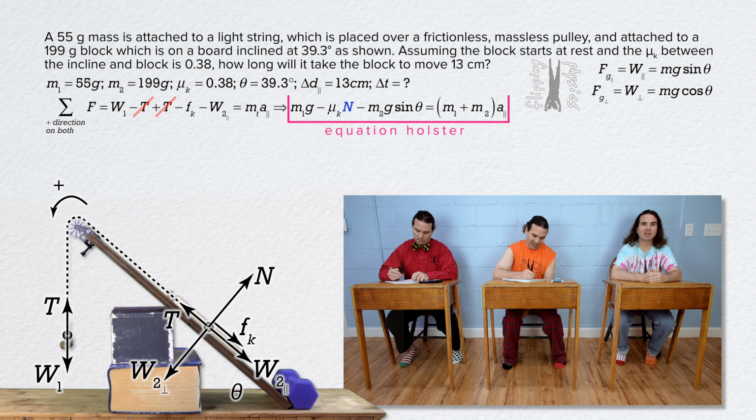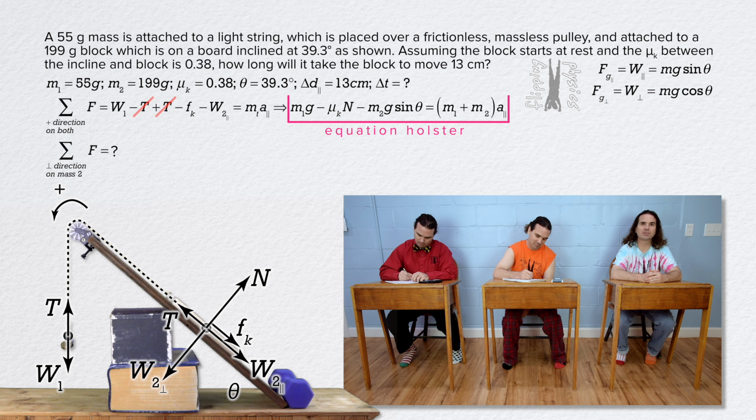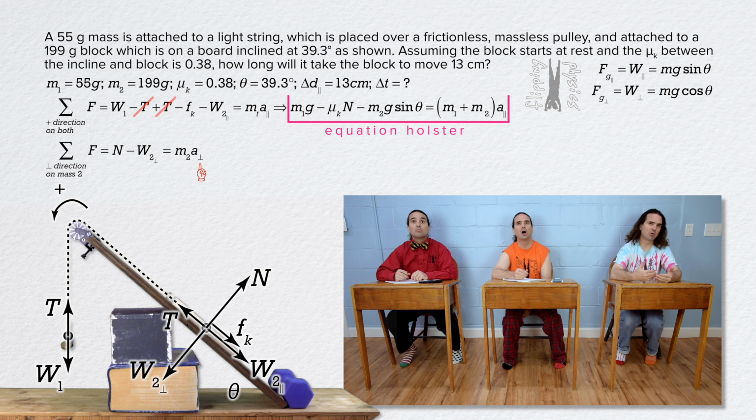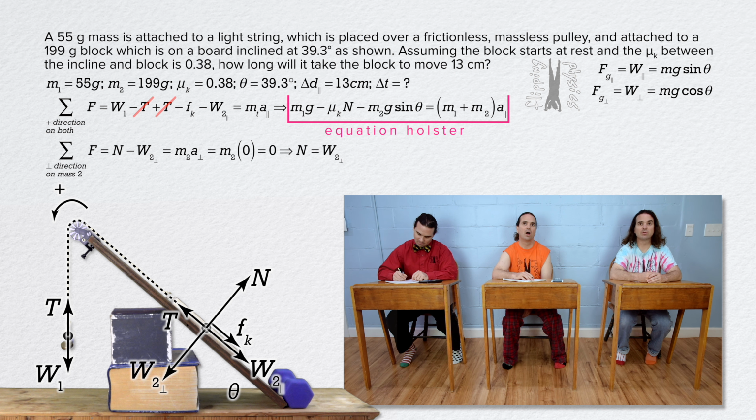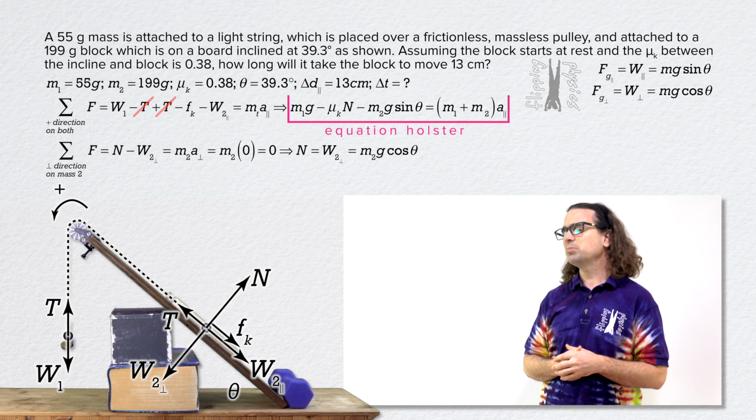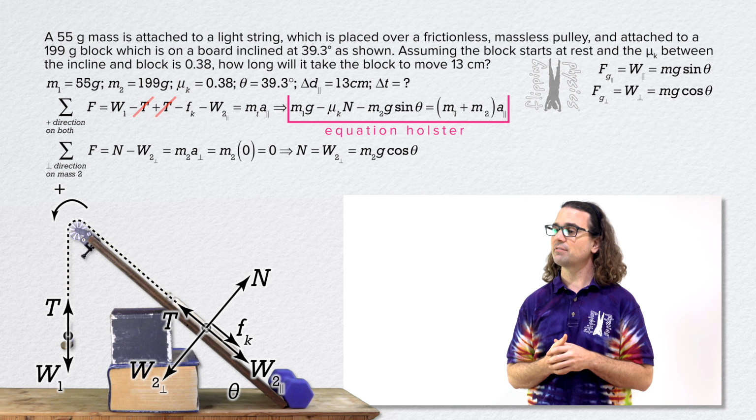So let's sum the forces on mass 2 in the perpendicular direction. That equals positive normal force minus weight 2 perpendicular, and all that equals mass 2 times acceleration in the perpendicular direction. Mass 2 does not move perpendicularly to the incline, so its acceleration in that direction is 0. The normal force then equals weight 2 perpendicular, which equals mass 2 times acceleration due to gravity times cosine theta. Actually, Bo, please keep going and determine the acceleration of the system.